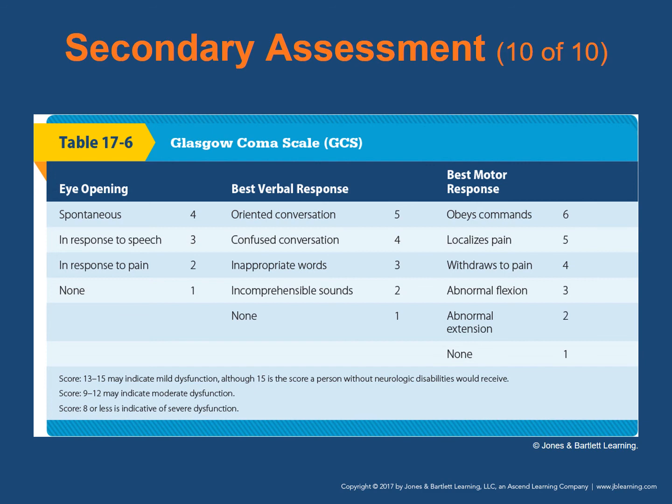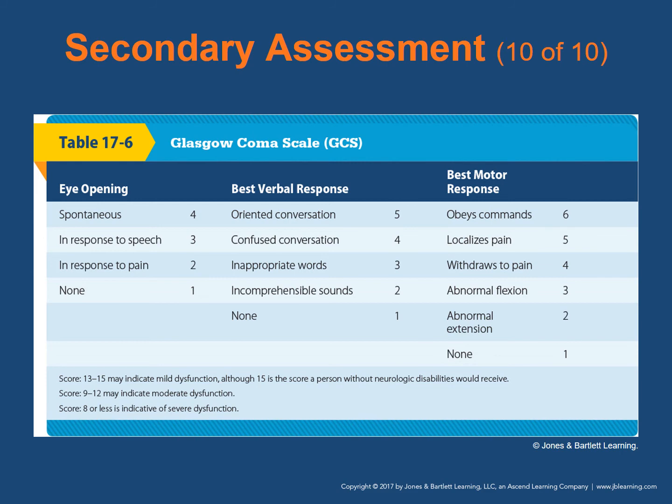Under the verbal response, the best way to remember what the top score is, think of the Jackson 5, the singing group. Because they sing, they've got a verbal response. Top score, best oriented conversation, being 5. And then as you get confused or inappropriate words or just mumbling, you go down from 5 to 1.